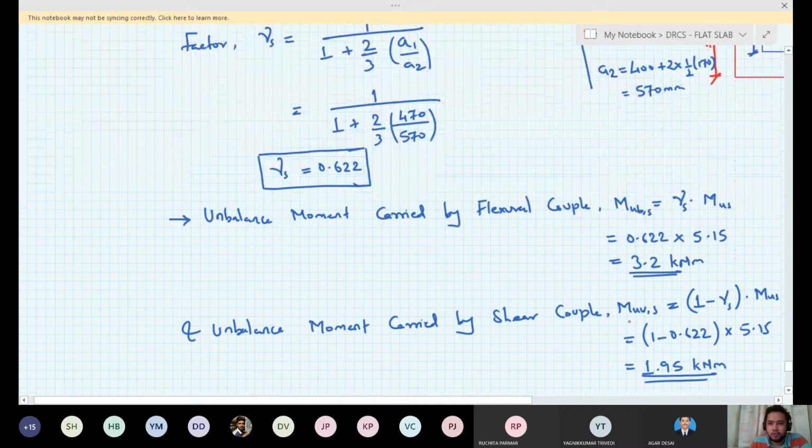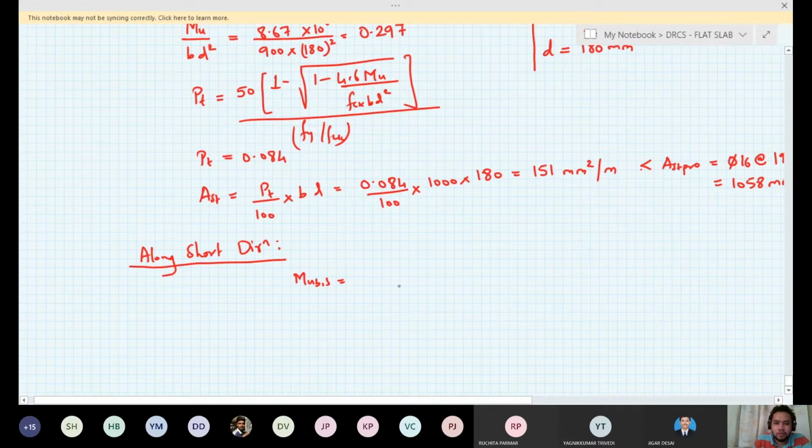It is only 3.2. Okay, this is the unbalanced moment along the short direction, 3.2 kilonewton meter. So the reinforcement we have provided will be sufficient for this also. It will be 3.2 into 10 to the power 6 divided by, now here we have to again calculate the width.